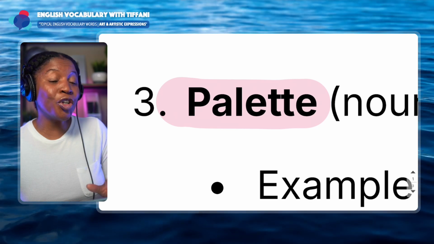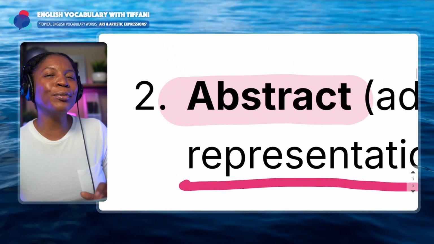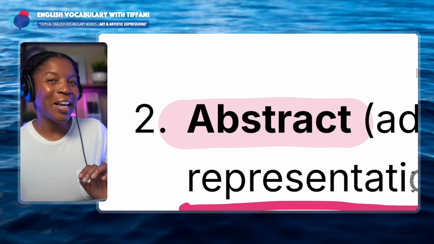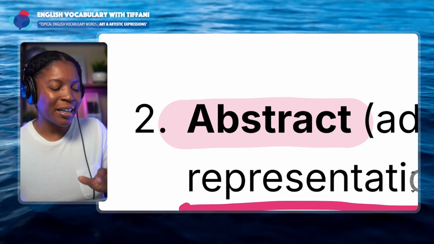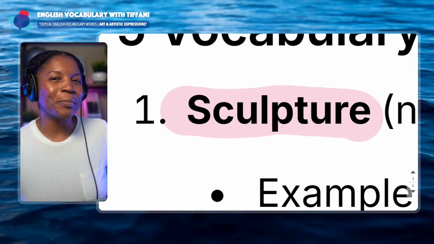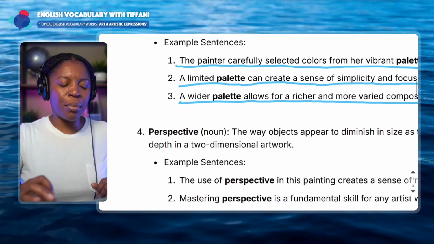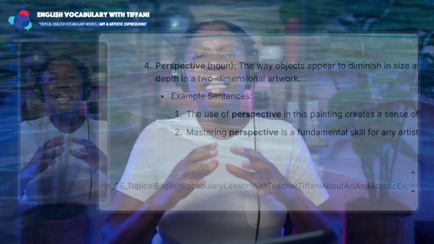Good. What was number 2? Excellent. We have abstract. And number 1. Great memory. Number 1, sculpture. Great job. All right, now let's move on to number 4. Again, keeping in mind that we're talking about words related to art and artistic expression.